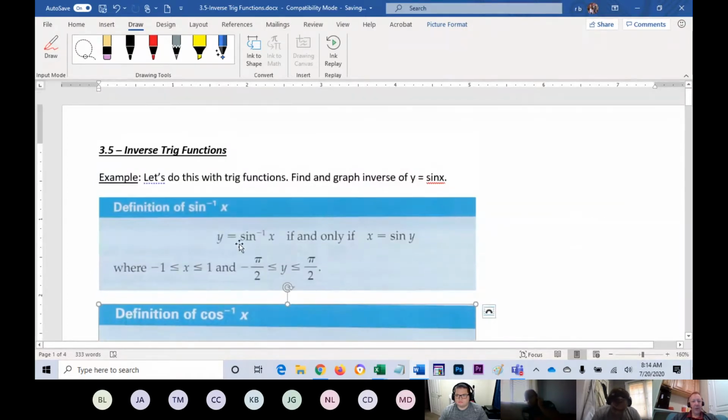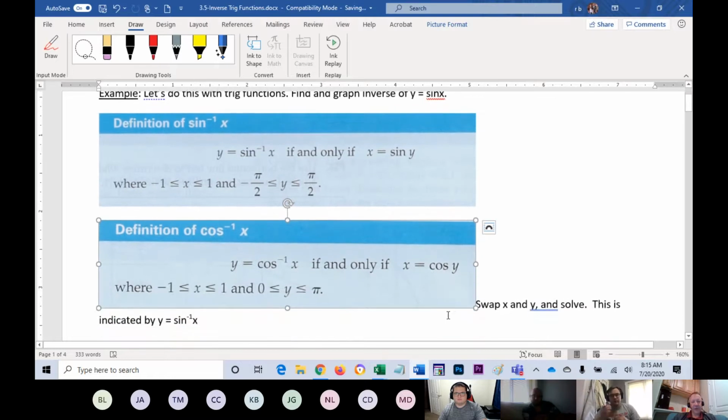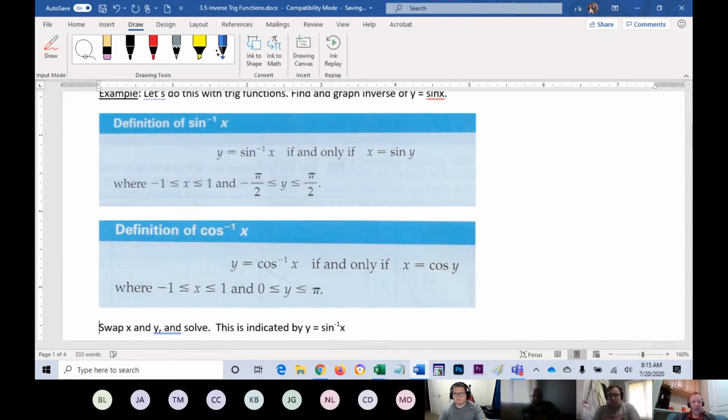All right, so y equals the inverse sine of x if and only if x equals the sine of y. So your domain is, the sine has to be between negative 1 and 1, and y, your range, is between negative pi/2 and pi/2. With the cosine, it's the same basic thing. Your domain, x, is between negative 1 and 1. Your range, y, is between 0 and pi. So in both cases, they have a range of pi units, but in the case of the inverse sine, we go from negative pi/2 to positive pi/2. With the cosine, we go from 0 to pi.